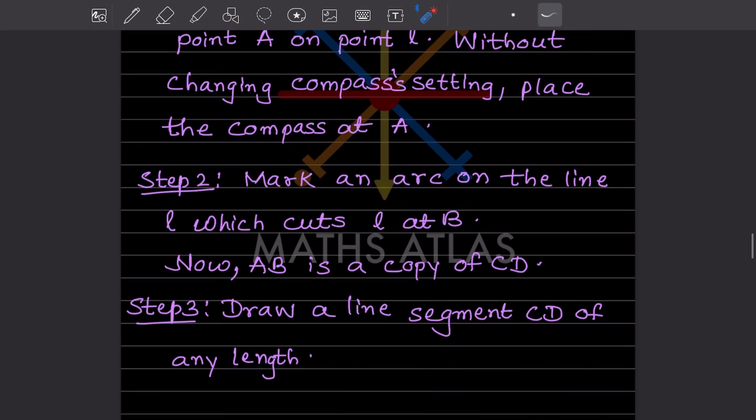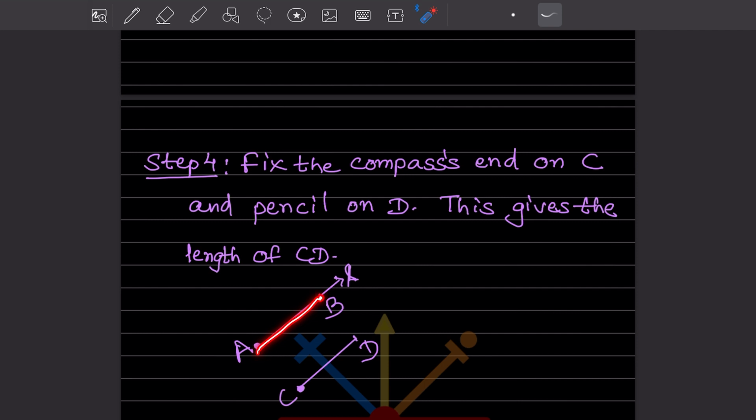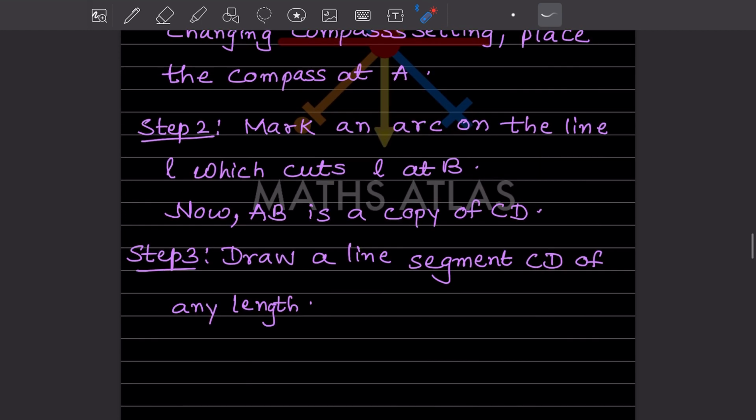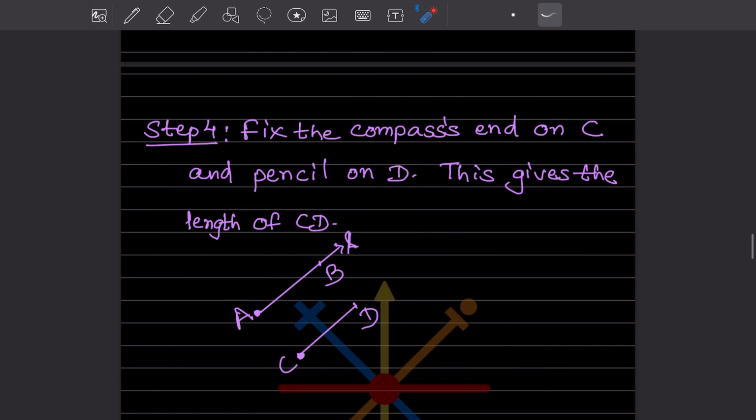And then what will you do? Mark an arc on the line L which cuts the line at B. Now AB is a copy of CD. So whatever measurement you take from here, the same will be AB, you are going to put it over here, and that will be a copy of CD. So draw a line segment CD of any length, and then fix the compass end on C and the pencil on D, and this gives the length of CD. Same thing, whatever measurement you take over here, you are going to put it over here and then mark it as CD.